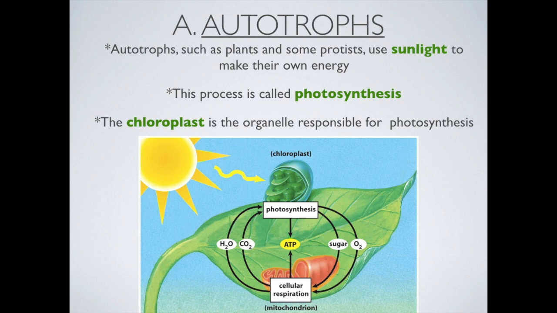pigment chlorophyll. As you can see in this picture, plants not only have a chloroplast going through photosynthesis, but they also have a mitochondria. So plants can get their energy from the sun performing photosynthesis, but they can also get their energy through cellular respiration.